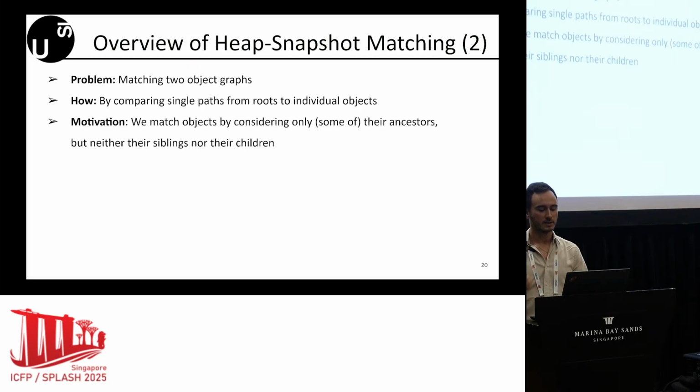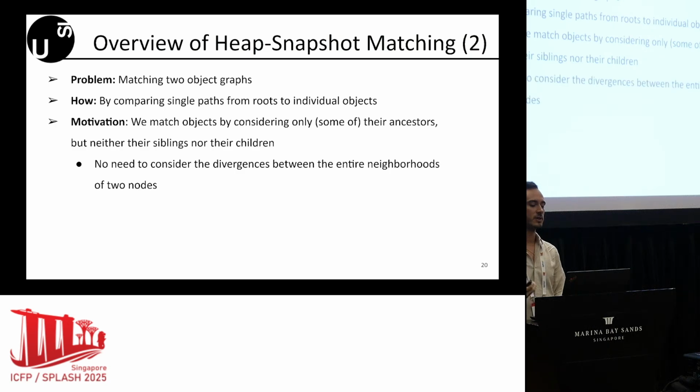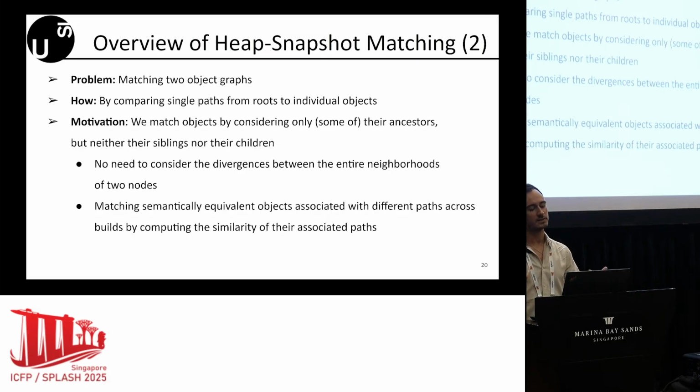The reason is that in this way we can match objects by considering only some of their ancestors and not their siblings or children, and hence we do not need to consider divergences between the entire neighborhoods of the node when we try to match them. Moreover, this allows us also to match semantically equivalent objects that are associated, however, to different paths across builds by computing a similarity factor for these paths.